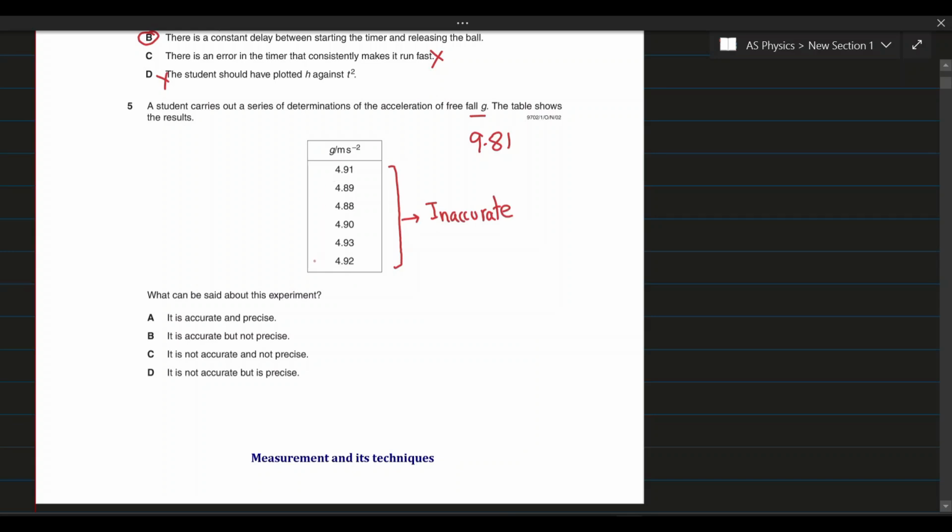Let's see about the precision. Precision means that the range should be less. I can see that the highest value is this and the lowest is this. There's an approximately 0.05 range, so it is precise. So D would be our correct answer. It is not accurate but is precise.